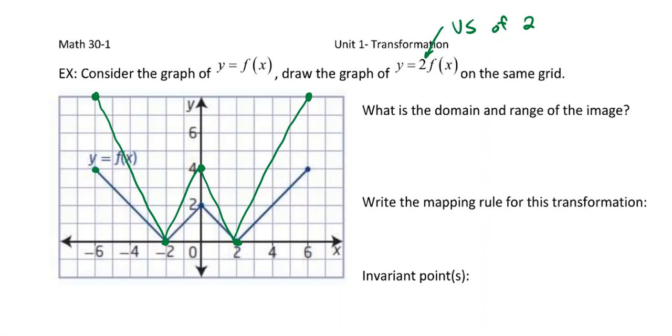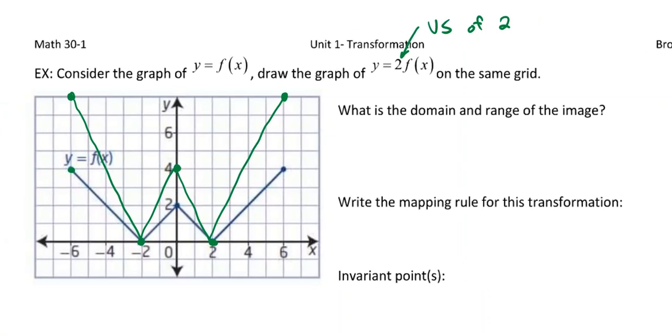Okay, so what is the domain and range of the image? The domain started at -6, right? So square bracket, -6, and it goes to 6. Our range is what? The range goes from, what's that? 0, yeah. 0 to 8 now, right?